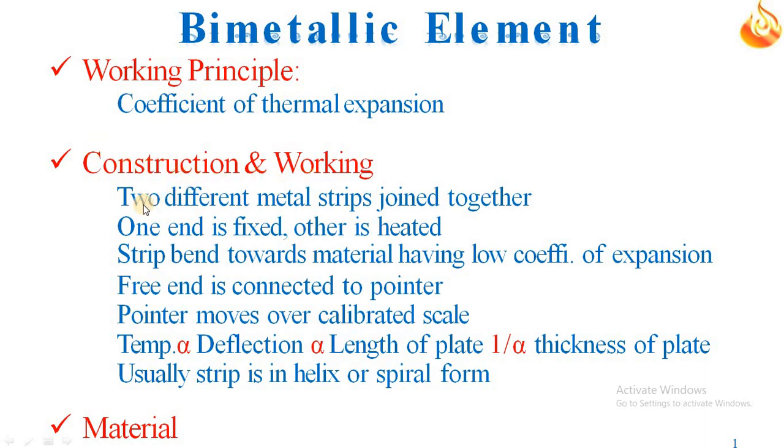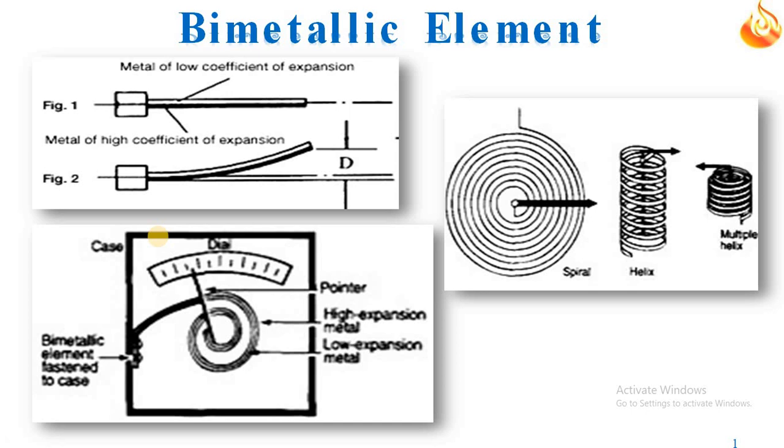If we look at the construction of a bimetallic thermometer, it consists of two different metal strips which are joined together. In this diagram, we can see two different materials are used, and one end of the joined material is fixed whereas the other one is free, or simply we can call it a cantilever beam type. So this end is fixed and the other one is free, and these are the two different materials.